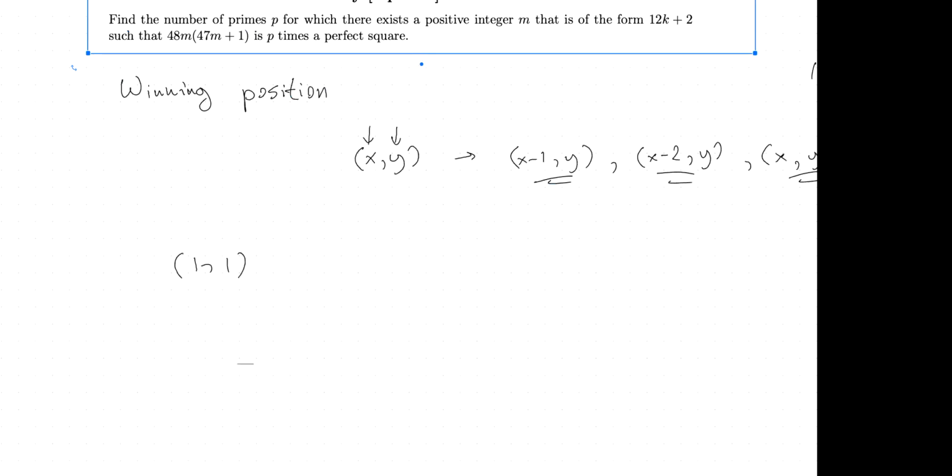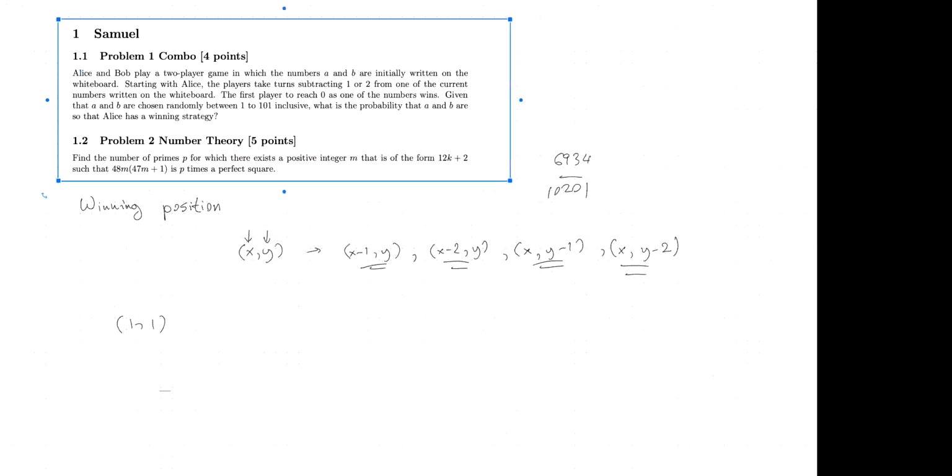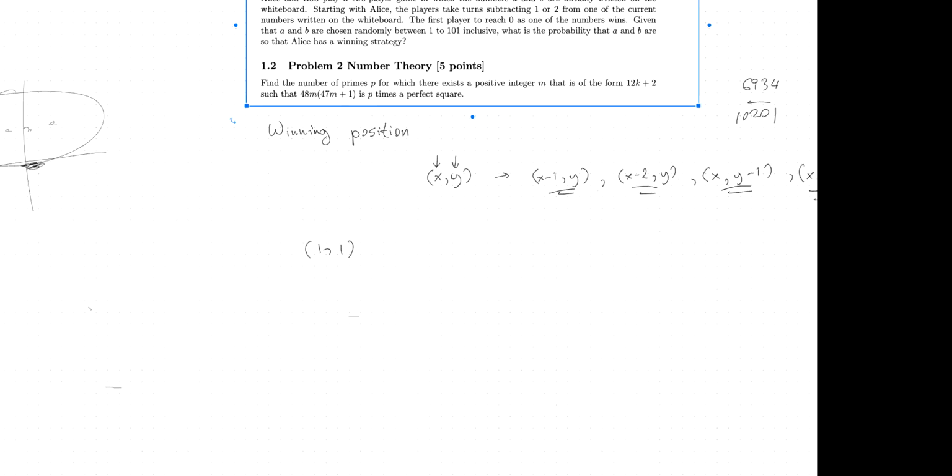Because they have to be positive. Kyle, the numerator is 6934, not 7200. But yeah, it's close though, it's close. So good attempt. Yeah, this problem isn't easy if you don't know this winning strategy thing.